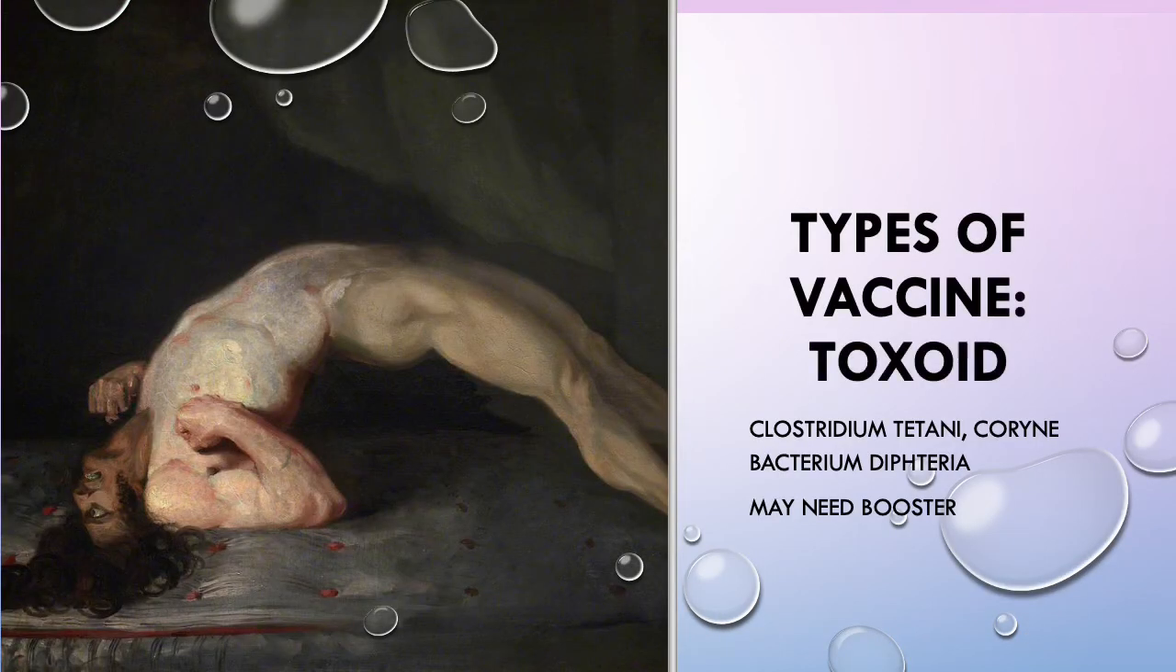And then we have the toxoid type vaccine. Here we have Clostridium tetani and Corynebacterium diphtheriae. These are bacteria that are able to produce toxins. How these vaccines work is that they stimulate the immune system to make antibodies that will neutralize those toxins so that they cannot create a pathologic response in our body. These vaccines also may need a booster.